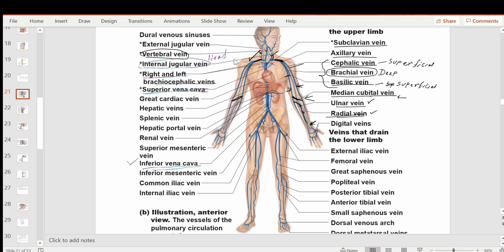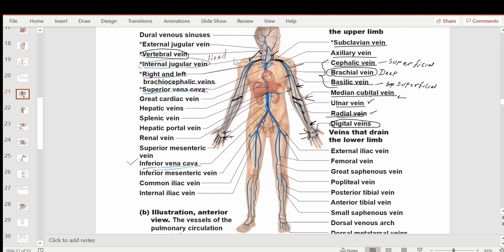Then in the palm, the radial and ulnar divide and join together those two pairs to form two arches, the superficial and deep palmar arches. And then the branches from the palmar arch enter into the fingers, and those are the digital veins. Okay, digits into the fingers. So that is the upper part.